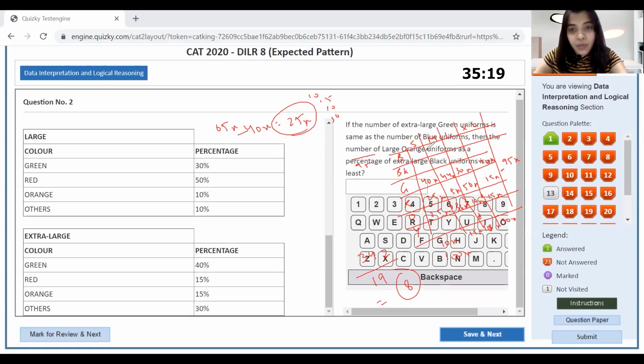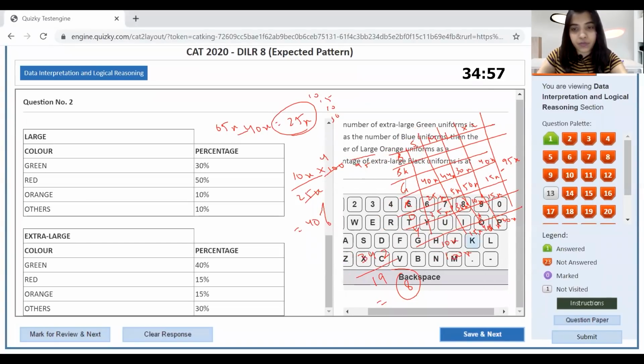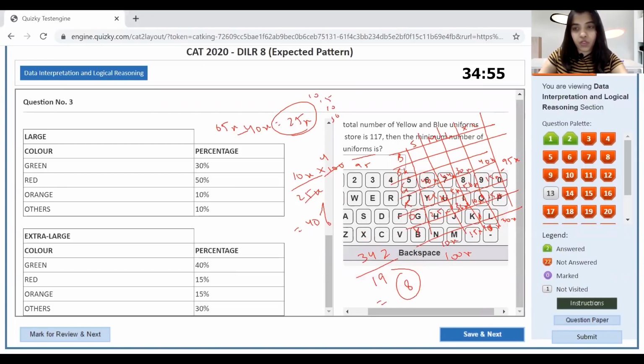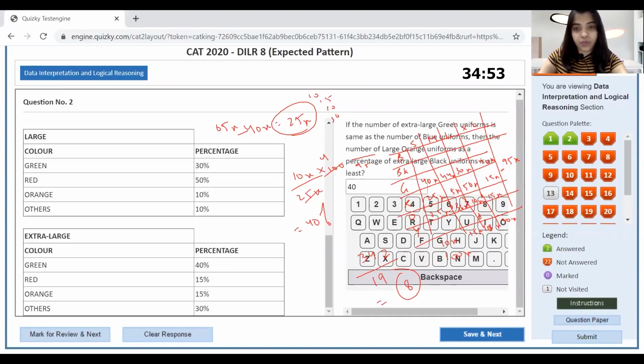So next they're asking about the number of large orange uniforms. Large orange uniforms, 10x, as a percentage of extra large black uniforms is at least, meaning the denominator has to be at maximum 25x remainder into 100. So we have 40%. Our answer is 40%. Let's just go and confirm.